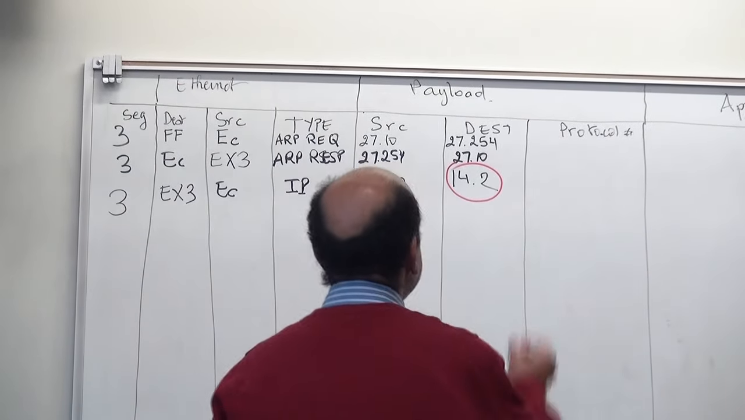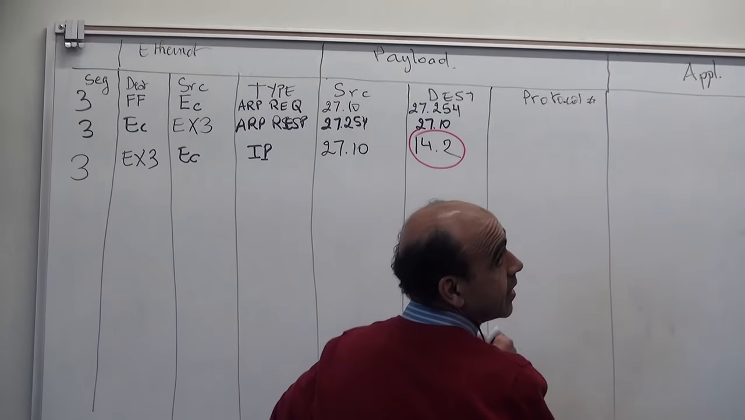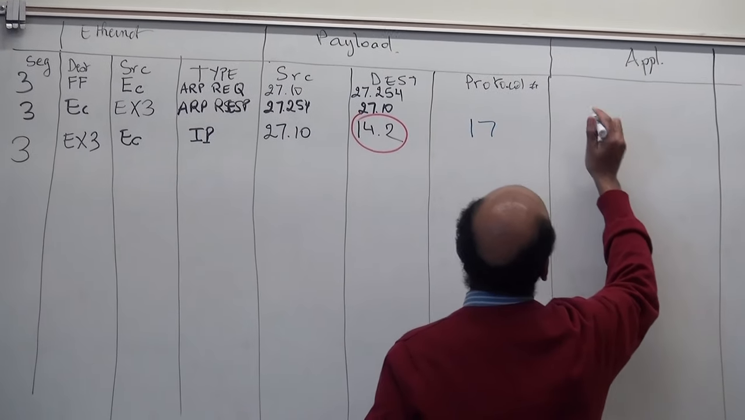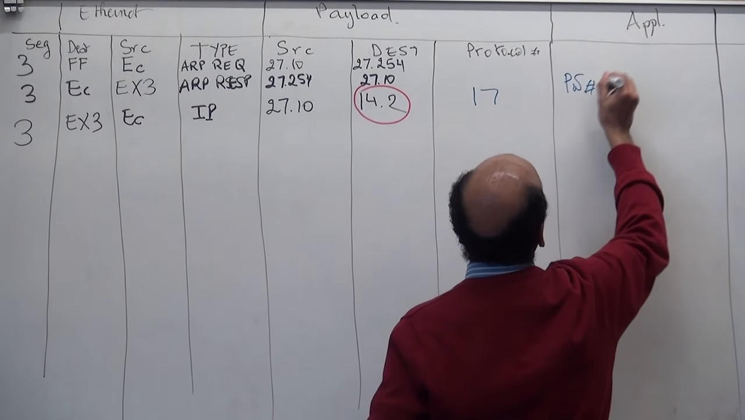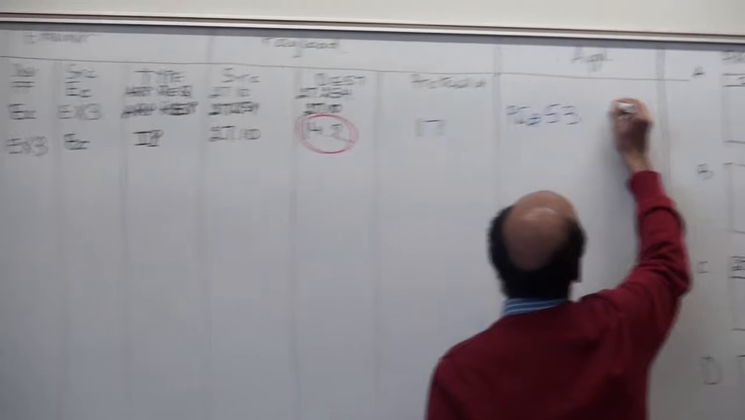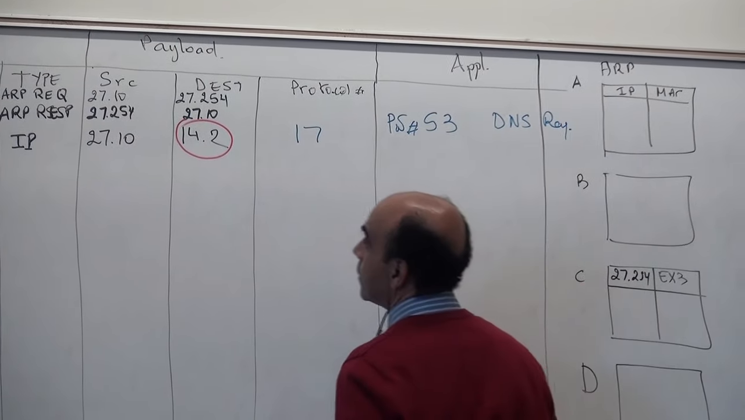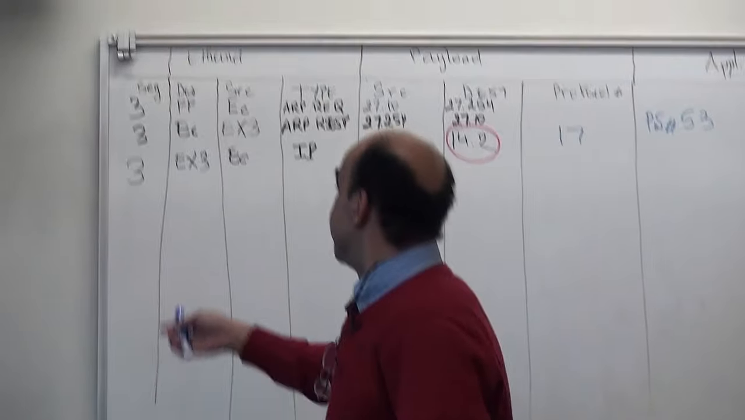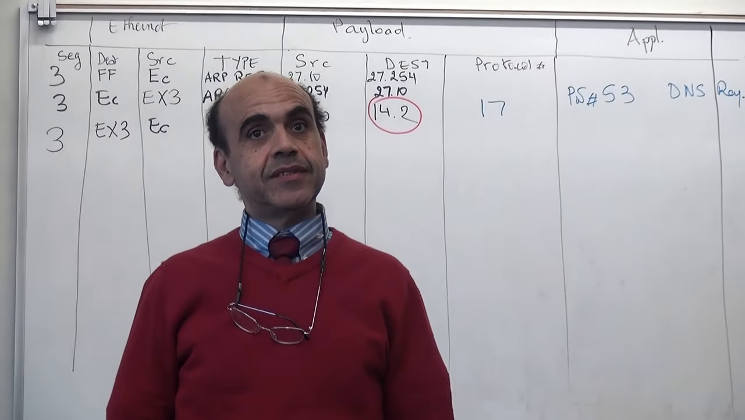Okay? Now, what is the protocol number? 17. Yeah, 17. At the application level, we have the port number 53, and this is our DNS request, right? So, that frame went on EX3, right? Who will pick it up?